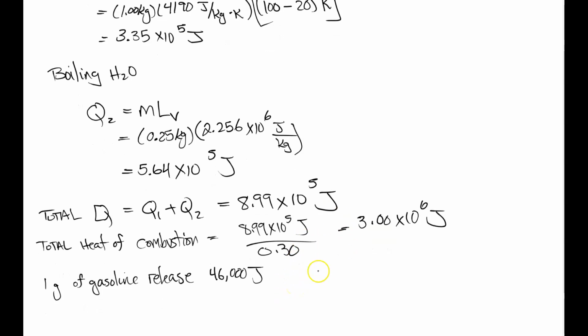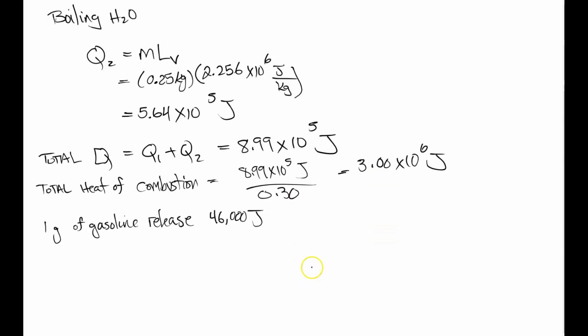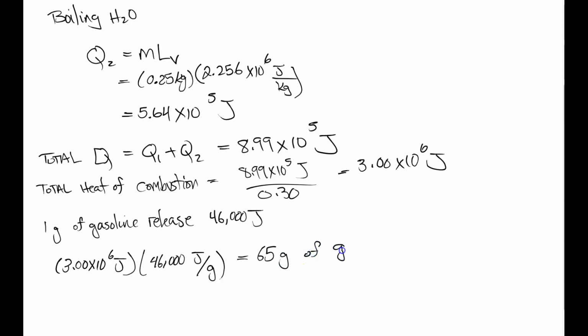So if we want to find the weight, we can say that if we have an amount of energy of 3 times 10 to the 6 joules, and we divide that by 46,000 joules per gram, this will give us about 65 grams of gasoline.